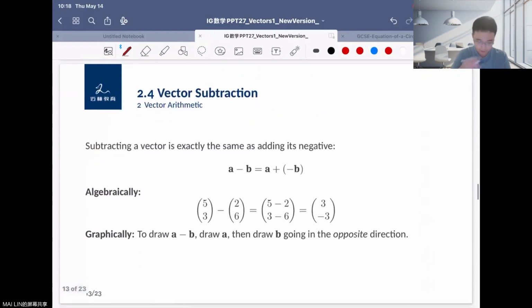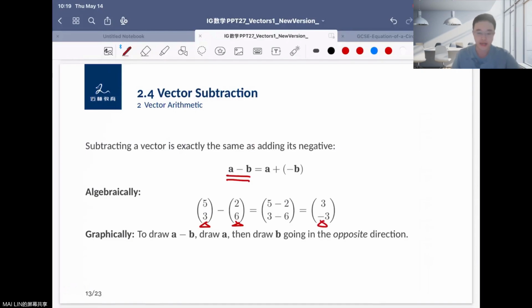Okay, and also we have vector subtraction. You can consider a minus b as a plus negative b. For example, we have vector (5, 3) minus vector (2, 6). So we can say the x-component is 5 minus 2, and the y-component equals 3 minus 6. That is it. So the final answer is (3, -3).